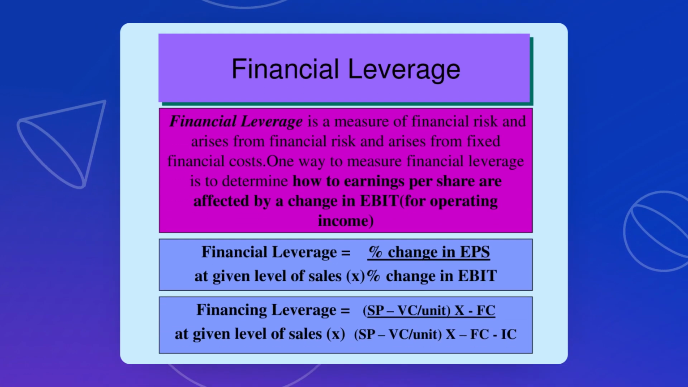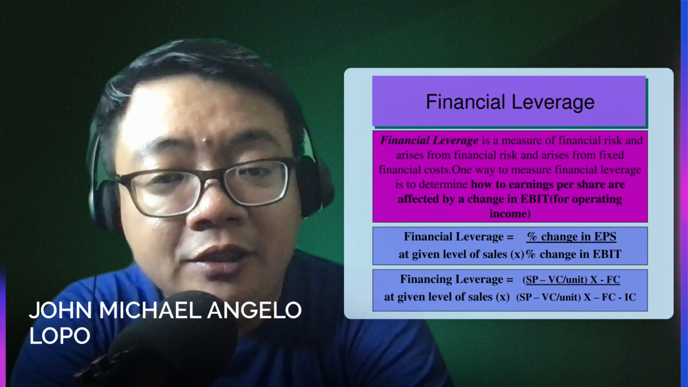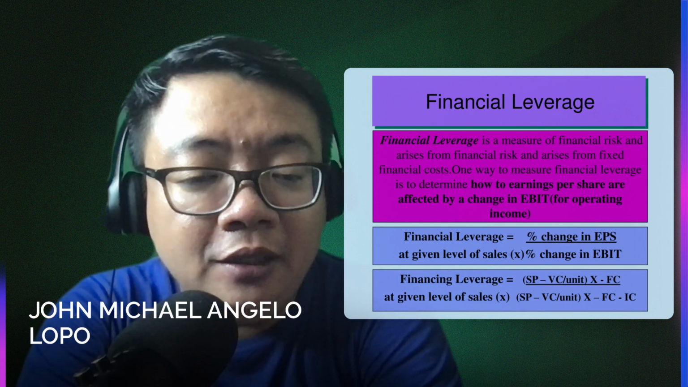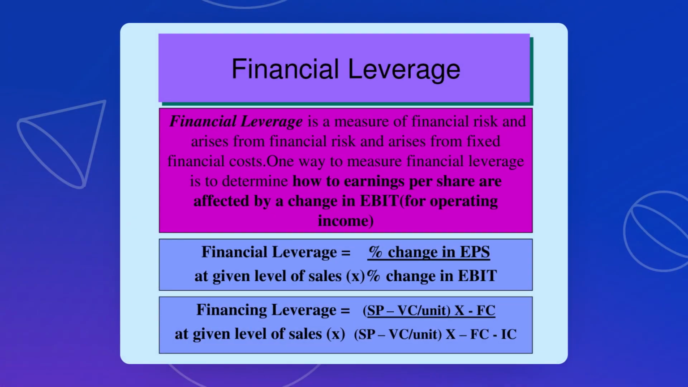Next one. Very important also is what you call financial leverage. Earlier, class, our discussion was more on operating leverage, which is the measure of operating risk. But financial leverage is a measure of financial risk and arises from fixed financial costs. So one measure of financial leverage is how the earnings per share are affected by the change in your earnings before interest and taxes, or operating income.